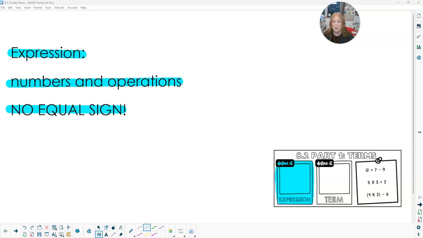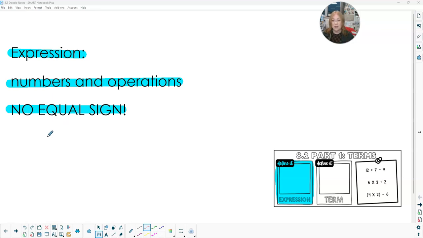For 8.2 part 1, we are going to start learning about terms. And before we do that, we need to know what is an expression. So an expression is the numbers and the operations. 4 plus 7, 19 times 4 divided by 2. It's the numbers and the operations. Add, subtract, multiply, divide. And there is no equal sign.